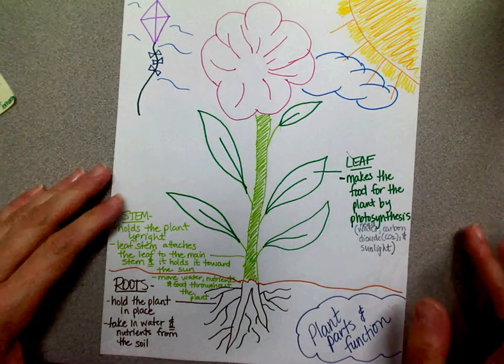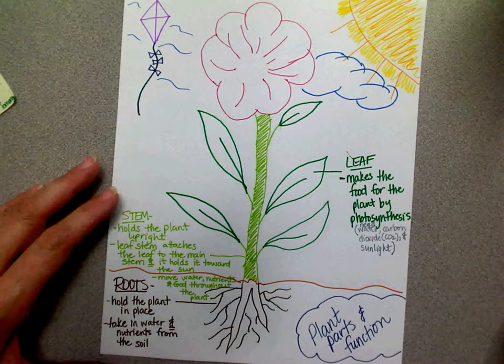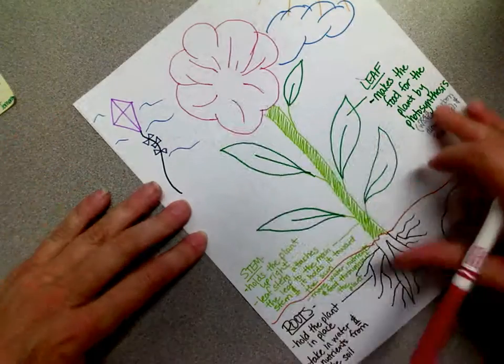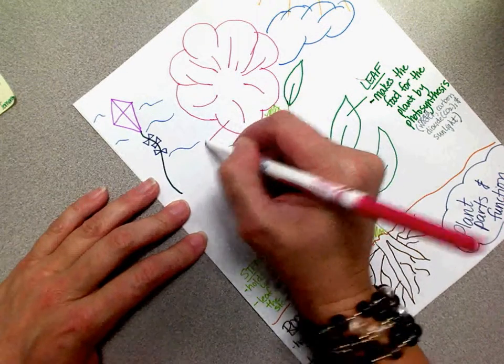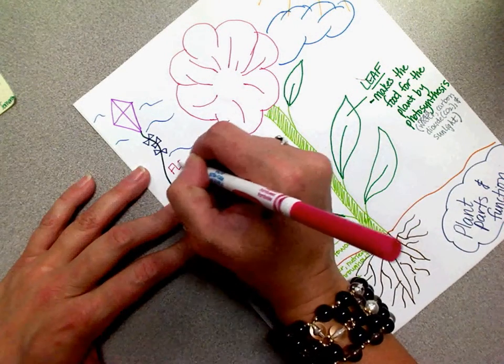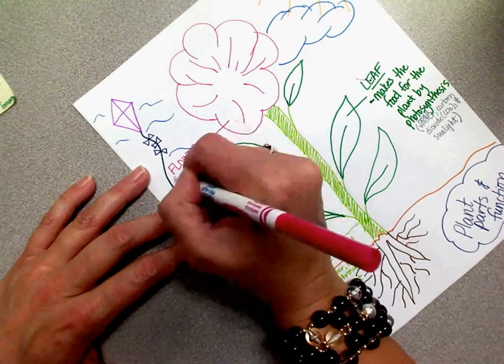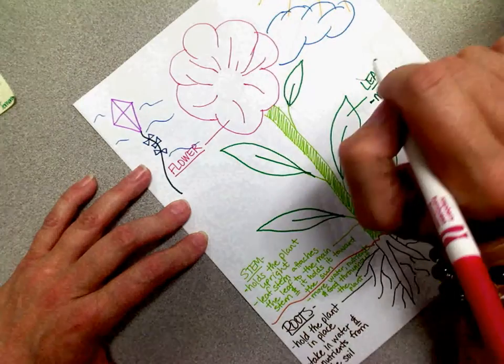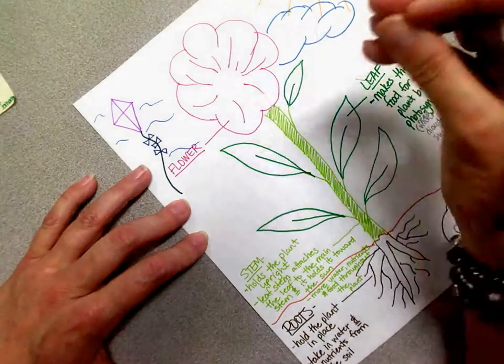So, the flower, this is the reproductive part of the plant. And this is what makes the seeds to make new plants. Okay?